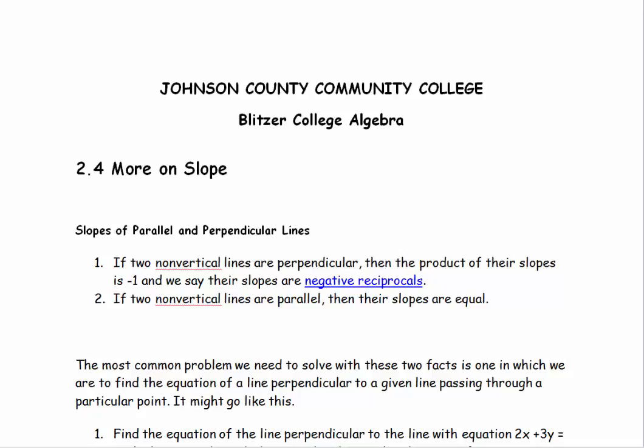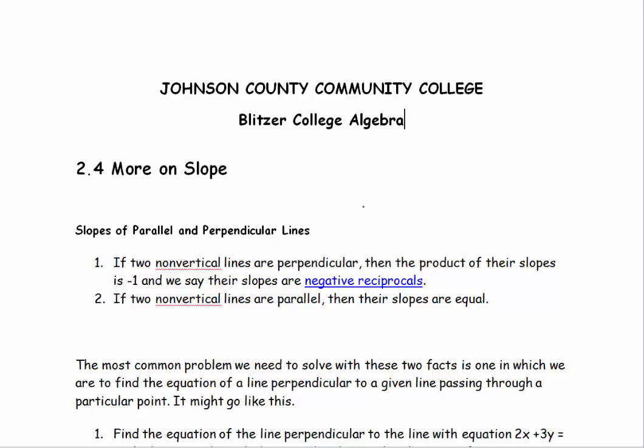This is section 1.4 of college algebra. This section is very short in our course, and that's because we really don't talk about average value in our course, which is about half of this short section. What we're really only going to cover is two things: the slopes of parallel lines and the slopes of perpendicular lines.